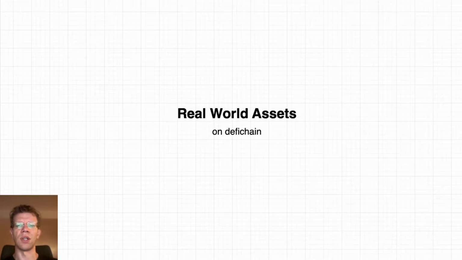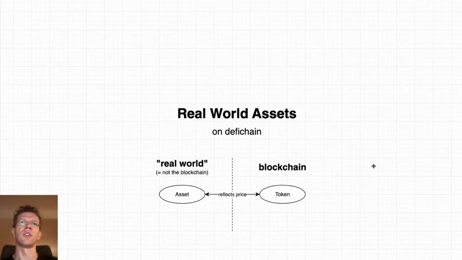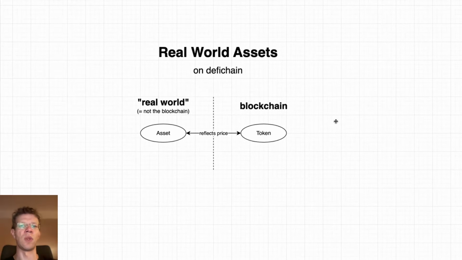And I thought, let's make a video to get an overview of the concept of how they are done on DeFiChain, how they are implemented on DeFiChain. So it's just an overview video. I won't go into all the details or all the numbers and everything, but I thought it's good to have one overview of how this thing works and how things play together. So without further ado, let's go right in and first talk about what is a real world asset.